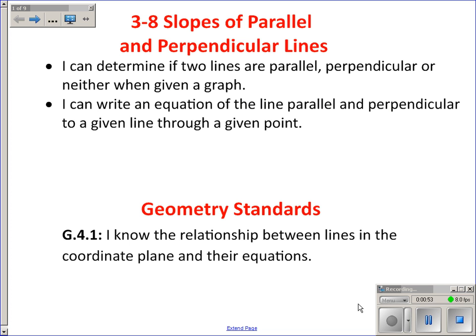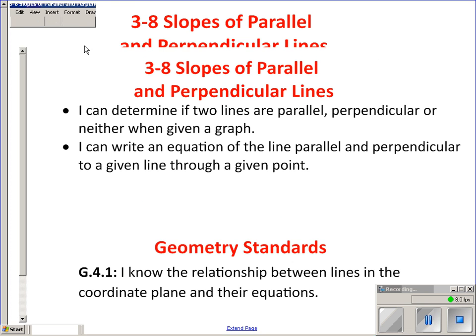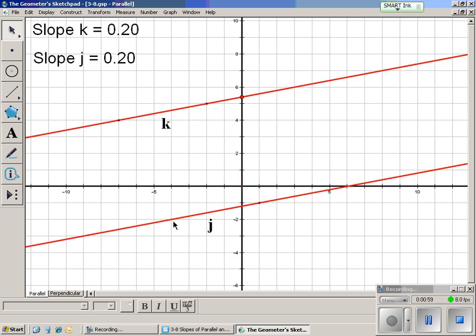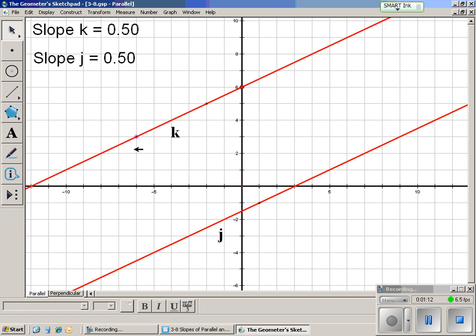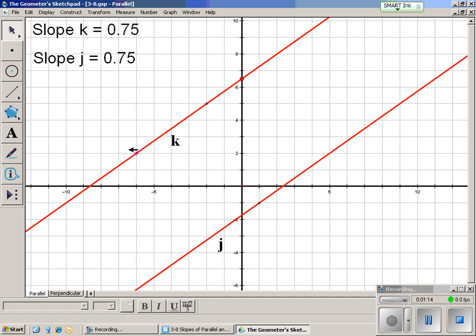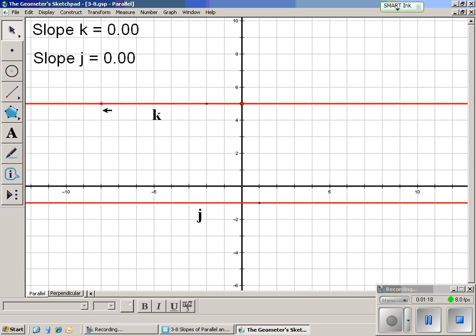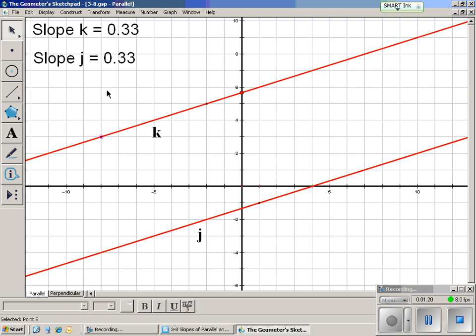Now before I tell you how parallel lines are related, I want to look at a Geometry Sketchpad file. These two lines, K and J, are parallel to each other, and I have written up here what the slopes of J and K are. As I move K, you'll notice that J will stay parallel, but more important than that, the slopes are always the same. So the slopes of parallel lines are always the same, and that will always happen for parallel lines.